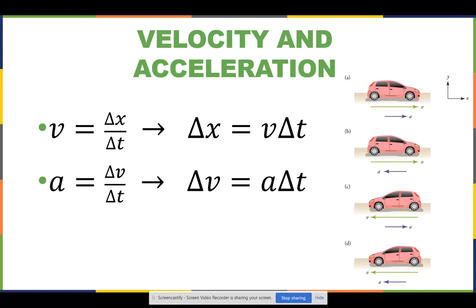Direction. Velocity is a vector and it has direction with it. Speed doesn't have direction. It's just a magnitude, how big the number is.